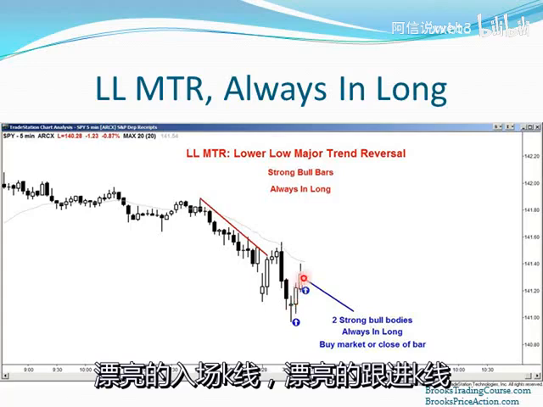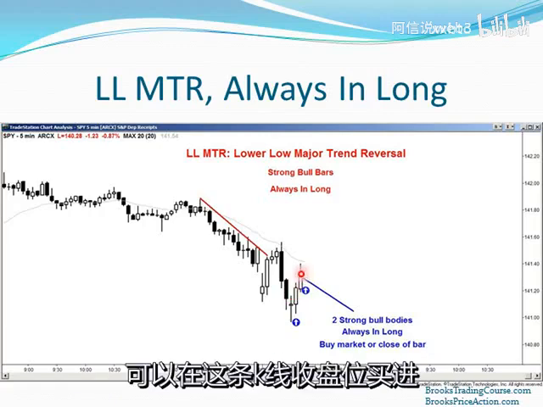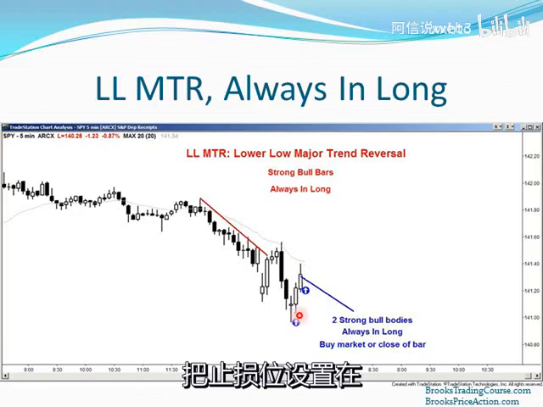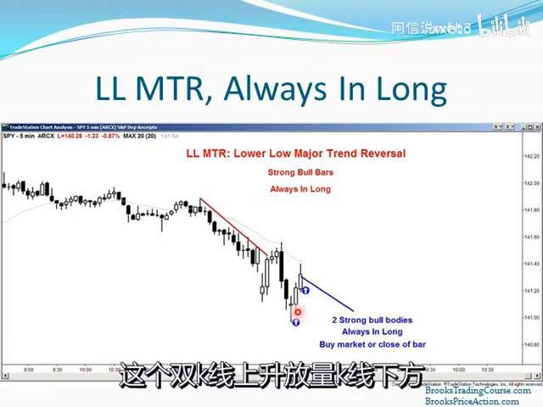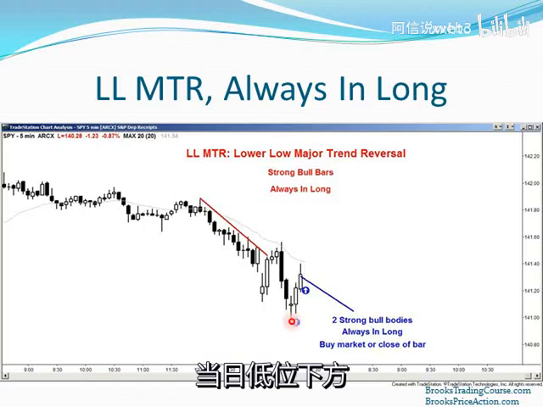We have a good entry bar and a good follow-through bar. So at this point, I think if you did not buy above the high of that bar, it's okay to buy the close of this bar and maybe put a stop below the bottom of the 2-bar bull spike. You could also keep a stop below the bottom of the day, the low of the day.